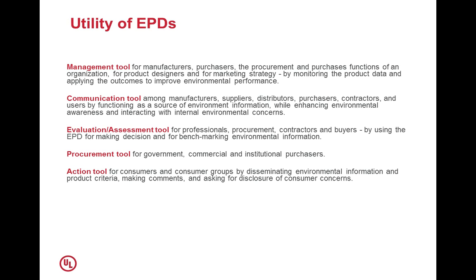Next, it is an evaluation and assessment tool for professionals and procurement officers so that they can use this data for decision-making and benchmarking of environmental information. That flows into the need for it to be a procurement tool as well. And then last but not least, it's an action tool. Again, if you know more about the products that you are purchasing or specifying, or the products that you're producing, and you have that data, it really gives you the ability to dig into your supply chain and dig into your overall impact footprint and reduce that in areas that make the most sense for your business and the most sense for your firm.